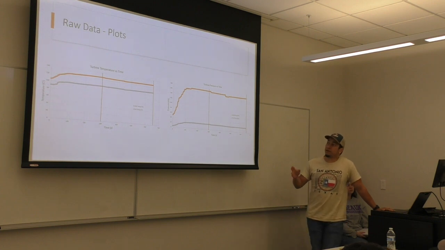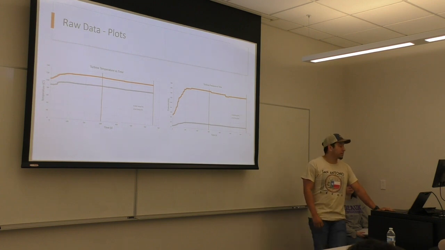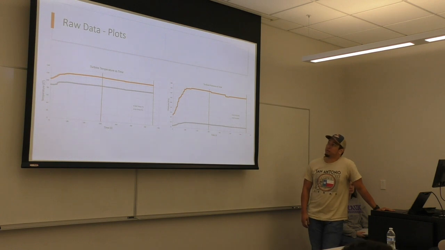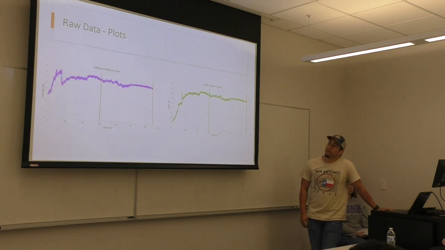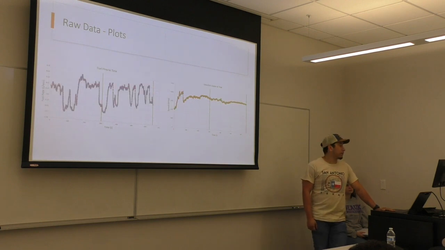We have the turbine temperature and pressure versus time. We can see that at the inlet, the temperature and pressure are higher than at the outlet. Then we have voltage and amps generated over time, and then the fuel flow and the generator speed over time.